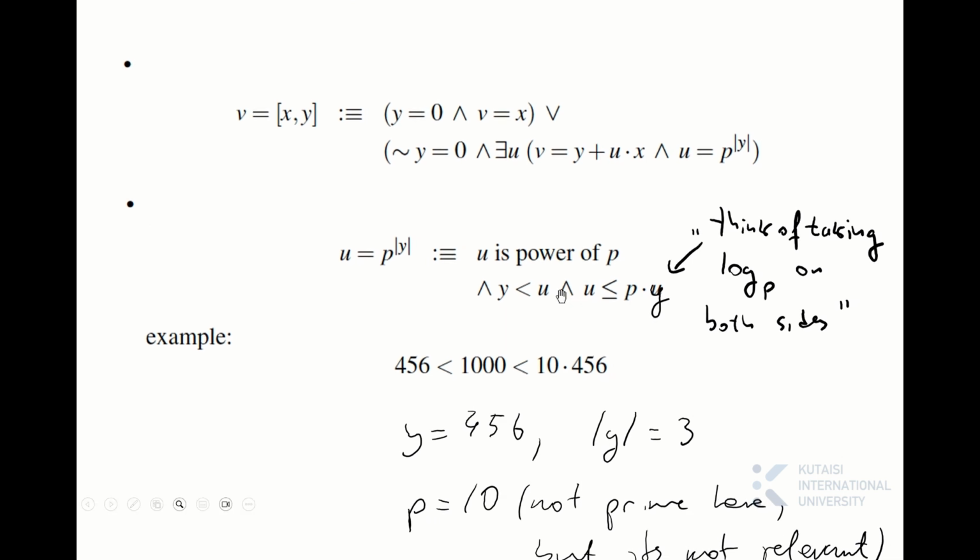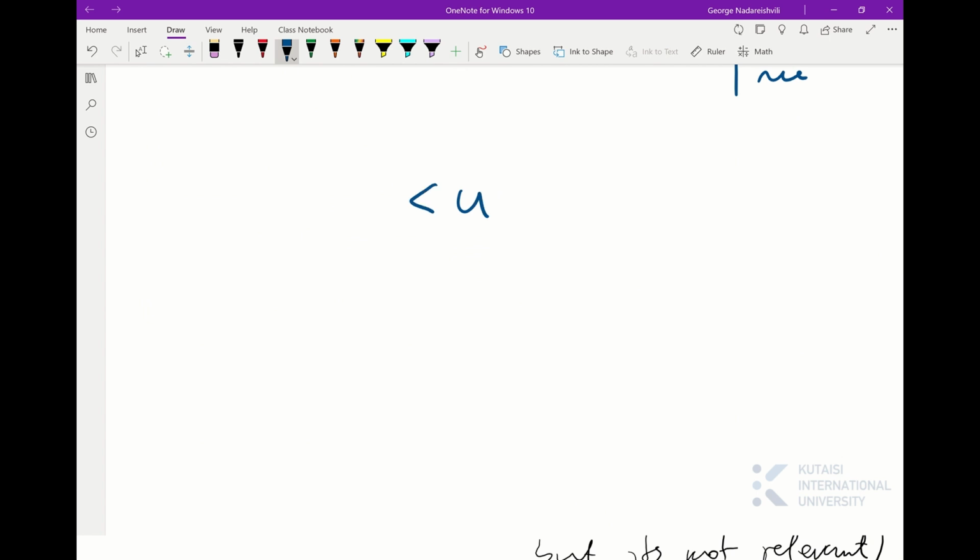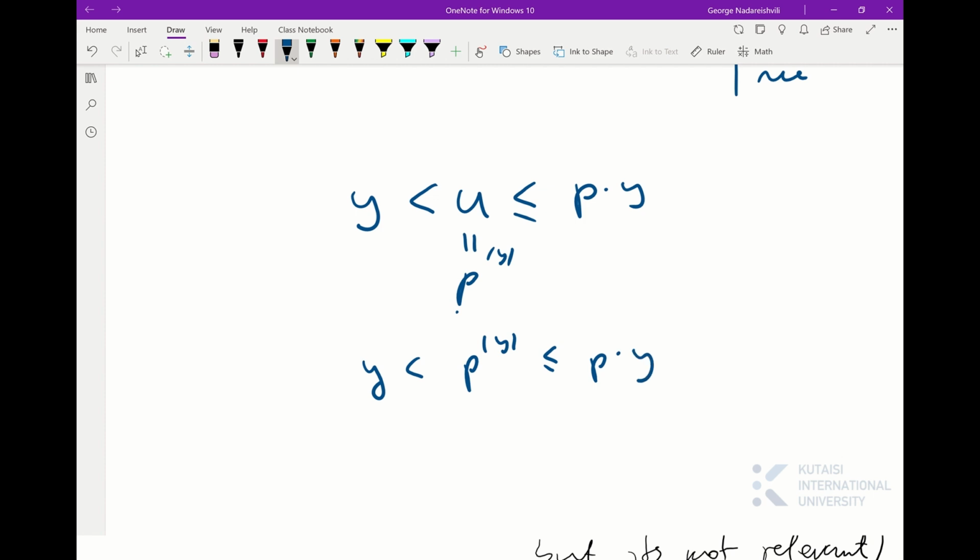Can you guess why this is true? Let me pause this and record. What does this thing basically say? Think about it. So this thing says that u sits between y and p times y. This is what I said. And let's say u is a power of p times y, let's say, then this says that y, you have here p times y. Is this true? If you take just a log of everything with base p, what will happen?